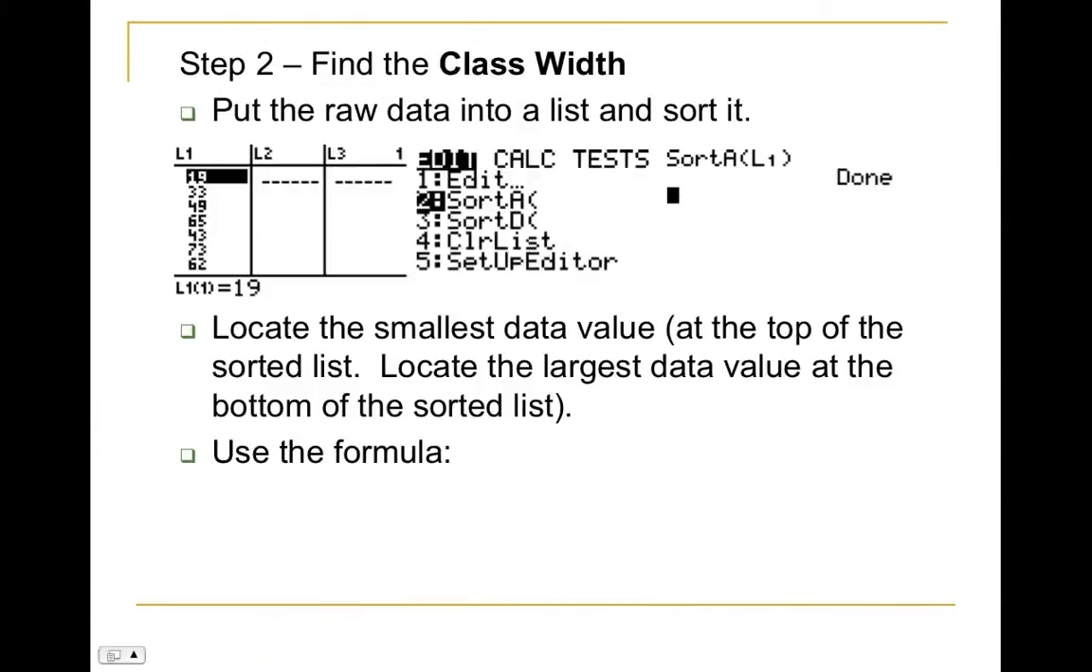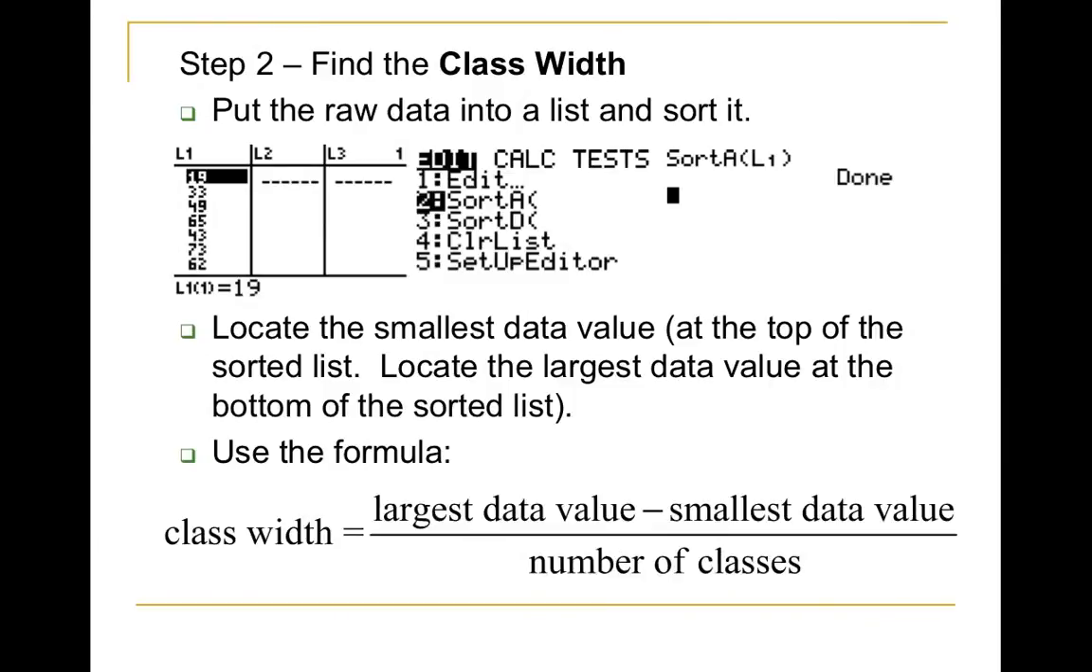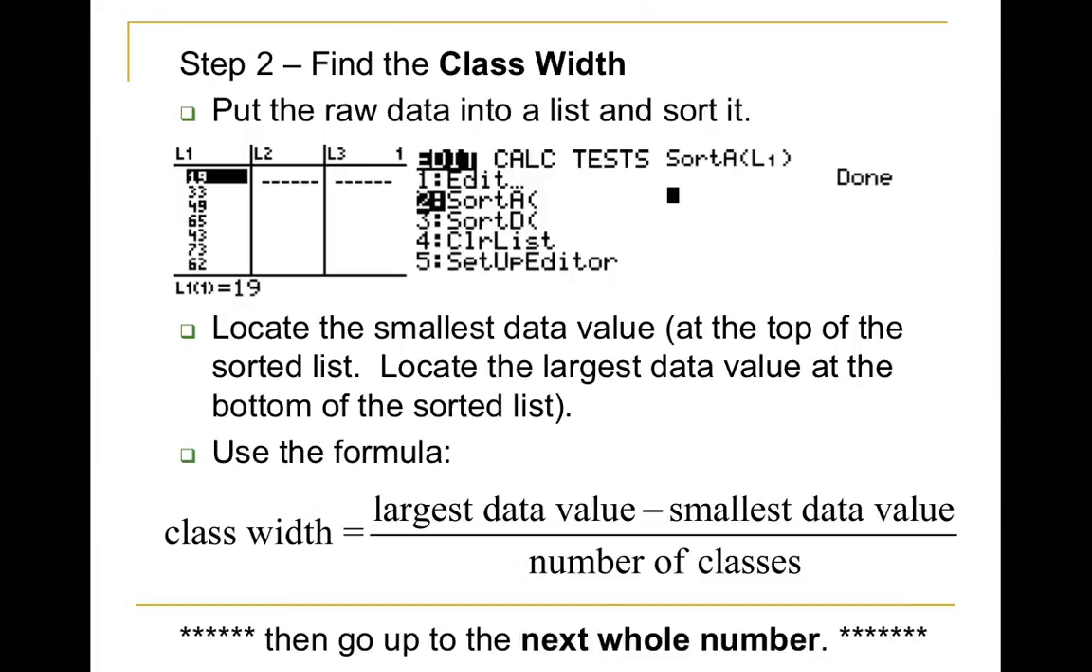Okay, so we have to use the following formula to find the class width. Now, the class width is not the same as the number of classes. The number of classes is simply how many rows or how many groups our data will be grouped into. The class width is basically the size of a class, and this is how we find it. We take our largest data value minus the smallest data value and divide by the number of classes, and then we go up to the next whole number. And we go up to the next whole number if we have a decimal, no matter what.